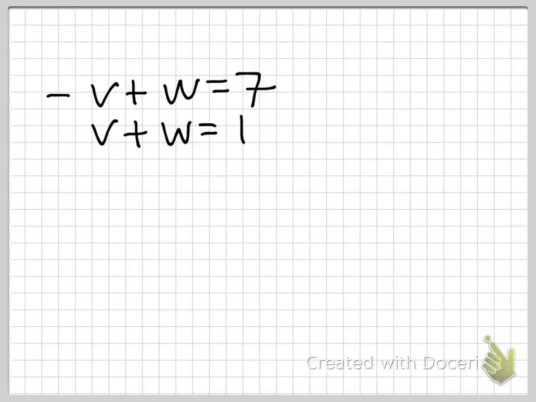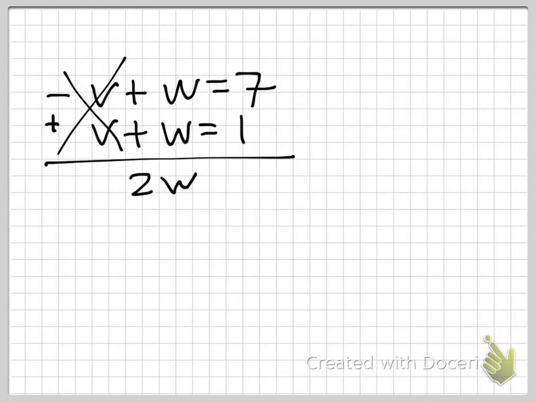So in this case, we actually have both options available if we want to choose. Let's say we want to cancel out the v values. That means we would need to add, because we have a negative v plus a v, and that would make it cancel itself out, which is our goal. So we're going to add everything else. So w plus w is 2w, 7 plus 1 is 8. And then we solve for w.